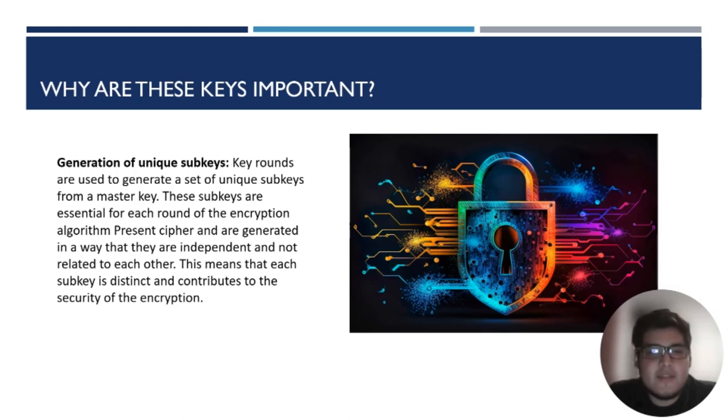So let's begin talking about why these keys are important. These 32 keys that we are going to generate, these key rounds, are used to generate a set of unique subkeys from a master key. These subkeys are essential for each round of the encryption algorithm in this PRESENT cipher, and we generate them in a way that they are independent and not related to each other. This means that each subkey contributes to the security of the encryption.